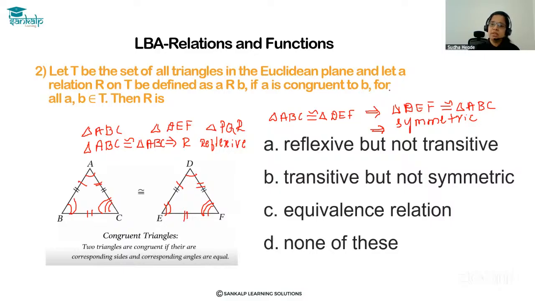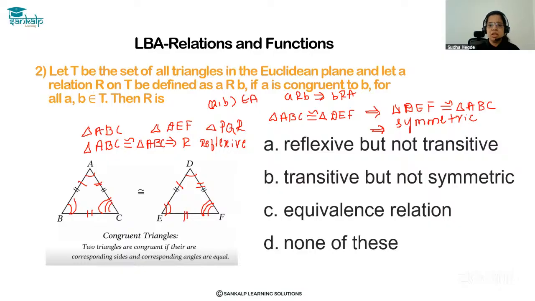R is symmetric. What do you mean by symmetric? For all A, B belonging to the set, A R B implies B R A. The converse must be satisfied. So here in this case it is satisfied. Therefore R is symmetric.